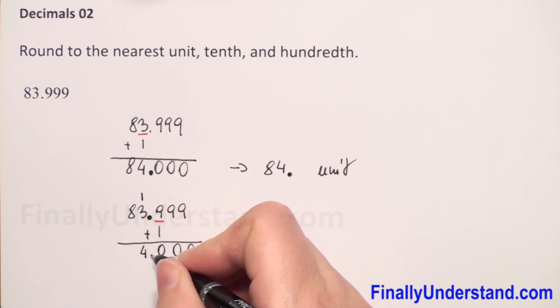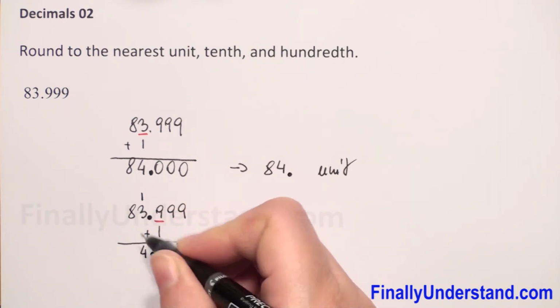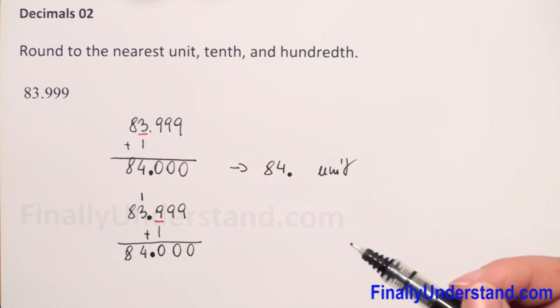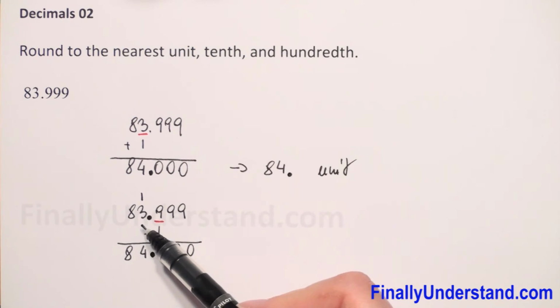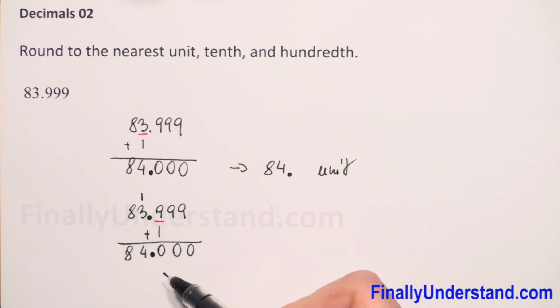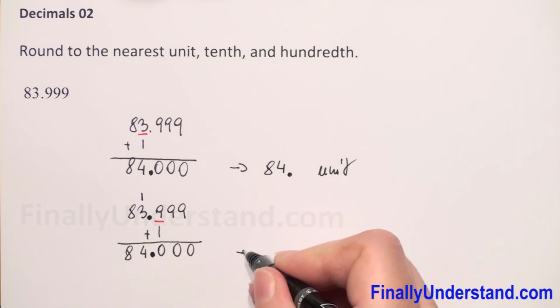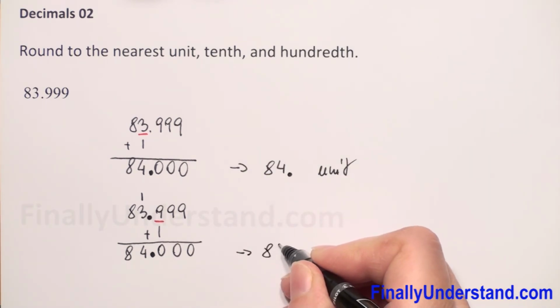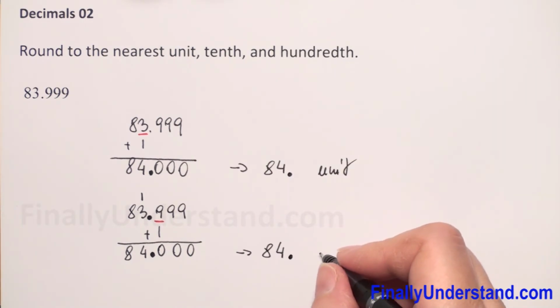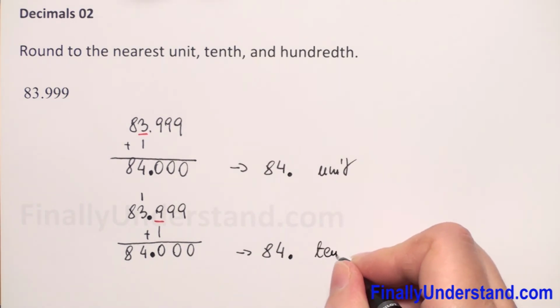And don't forget about the decimal point. And next we have to copy 8. So 83.999 rounded to the nearest tenth is 84. We can copy the decimal point. This was rounding to the nearest tenth.